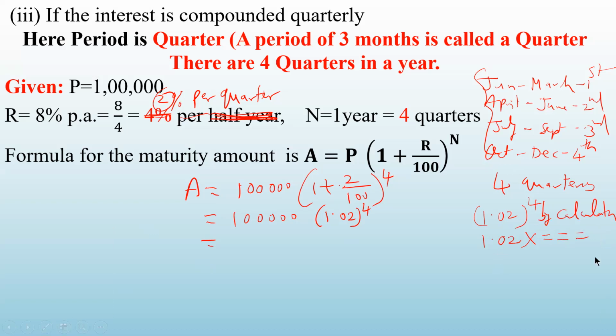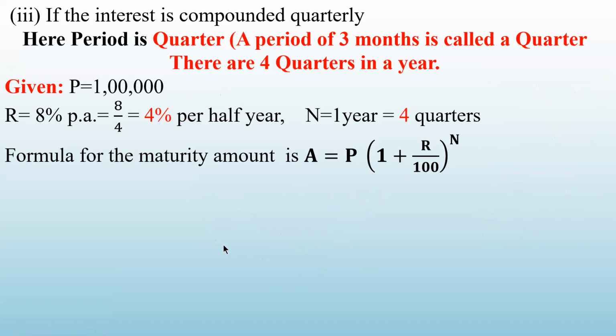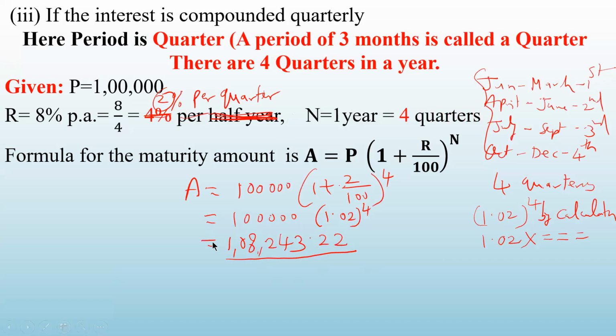Whatever number you get on your screen, take the whole number. Don't round it off, and then multiply it by 1 lakh right there. So you will get the answer as 1,08,243.22. In the final answer, you can take up to 2 decimal places. So the accumulated value is 1,08,243.22 when the interest is compounded quarterly, that means 4 times in a year.